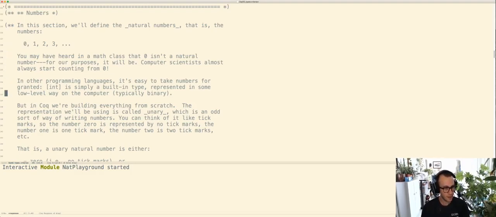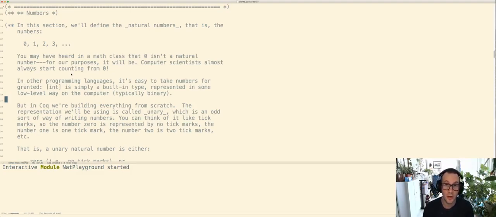Whatever programming you've done before, numbers probably already existed. There was some int type. If you were in JavaScript, integers and floating point, like decimal numbers, were just the same type. In Python, they're treated differently. In C, they're treated differently. It really varies how these types get treated. In Coq, we're building everything from scratch. We're going to build the numbers ourselves. We're going to do it in kind of a crazy way, and we'll look later on in the course at other ways of building them.